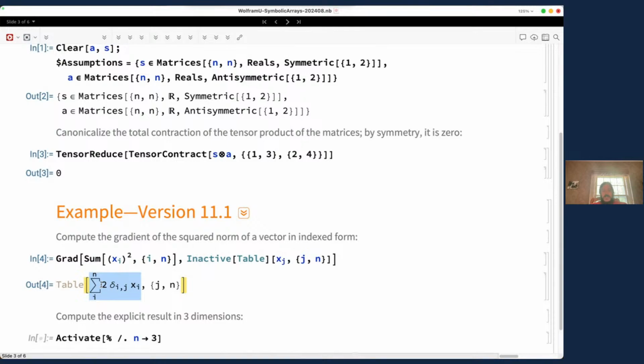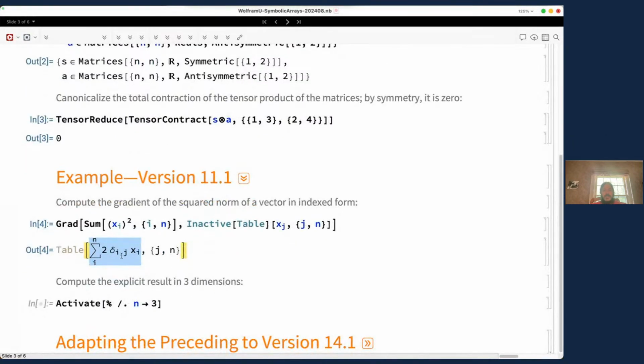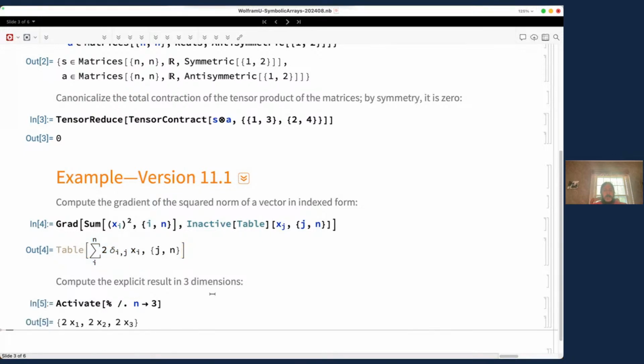And so setting aside the question of exactly when we perform various simplifications, we have here, and this is again a table, right? Because the gradient of a scalar is a vector, so this has n components. And we can make this explicit by substituting in n goes to 3 and activating the table, and lo and behold, we get 2x sub 1 and 2 and so forth.